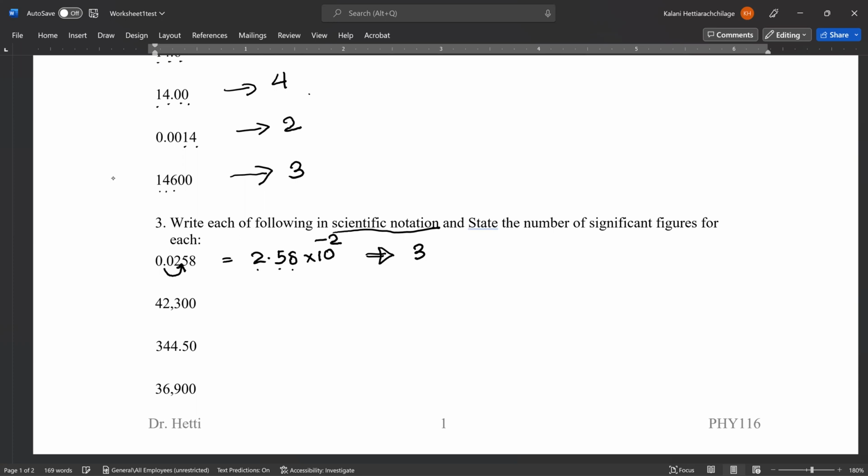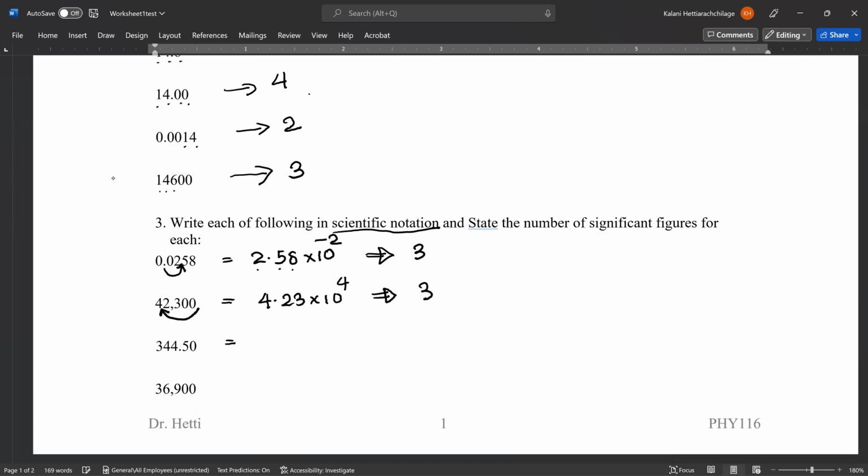1, 2, 3. Okay. And now the decimal place is at the end. I need to move to the right of the first non-zero digit. That means 4.23 times 10 to the power of how many digits I moved: 1, 2, 3, 4, so 10 to the power 4. And then count the number of sig figs in this number.